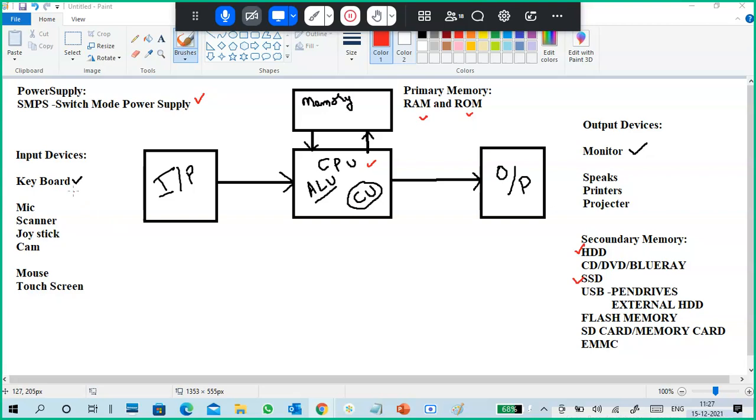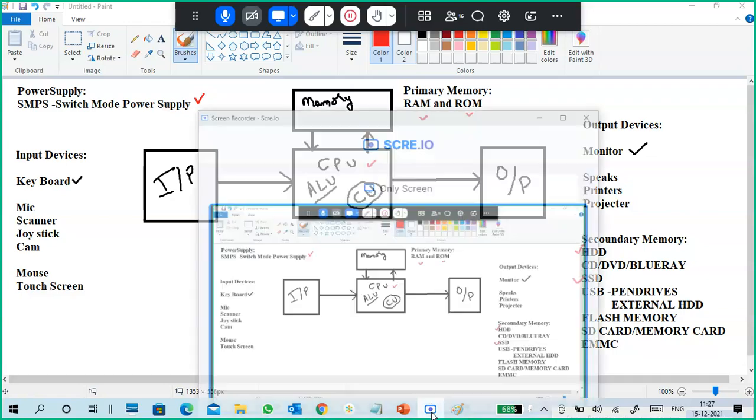Okay, so these are the things we are going to discuss. Of course, a few more things are there, like cache memory, which we're also going to discuss. Is it okay up to now? Yes, sir. Very good.